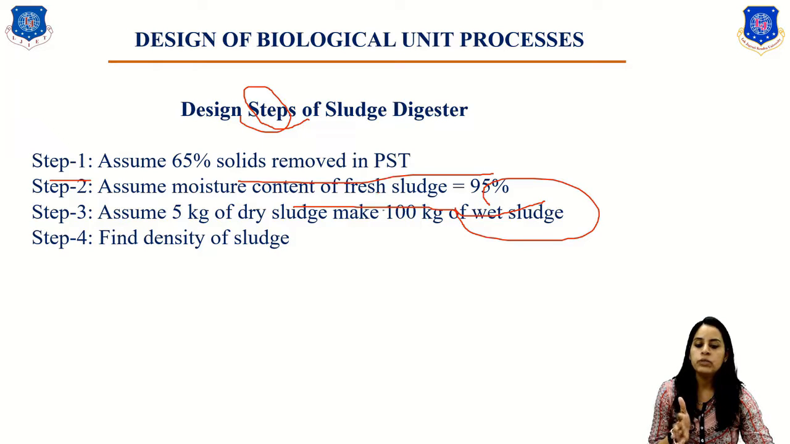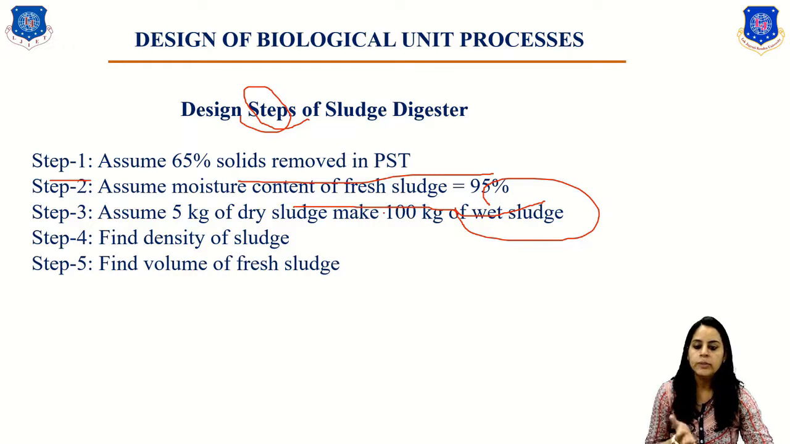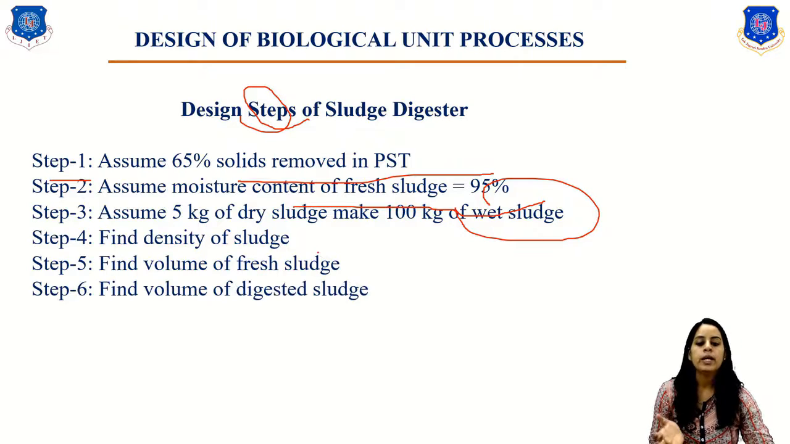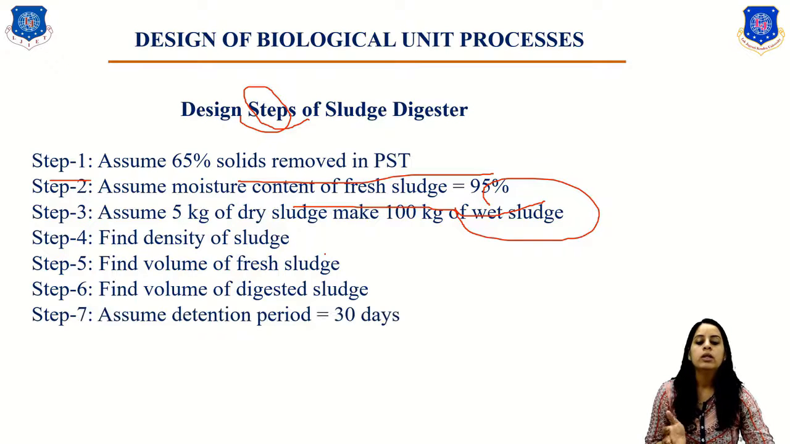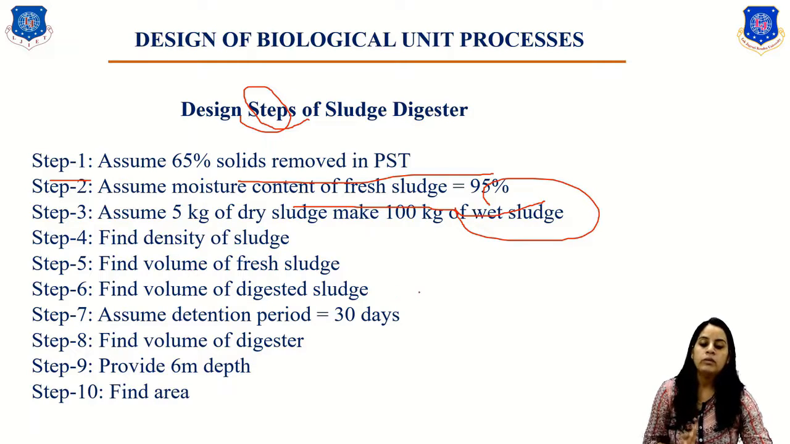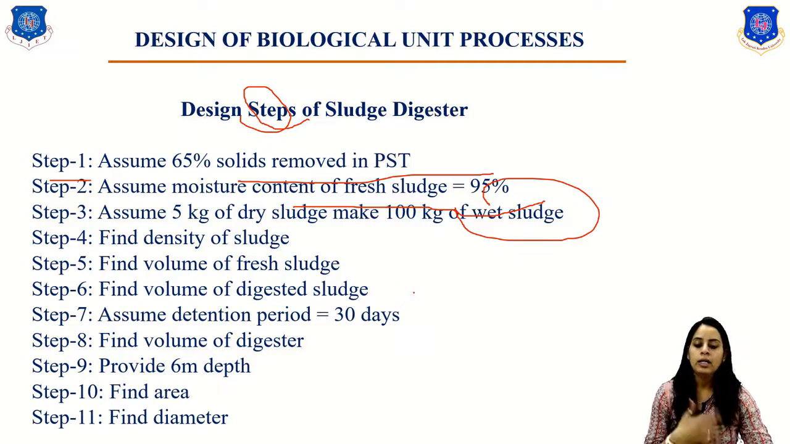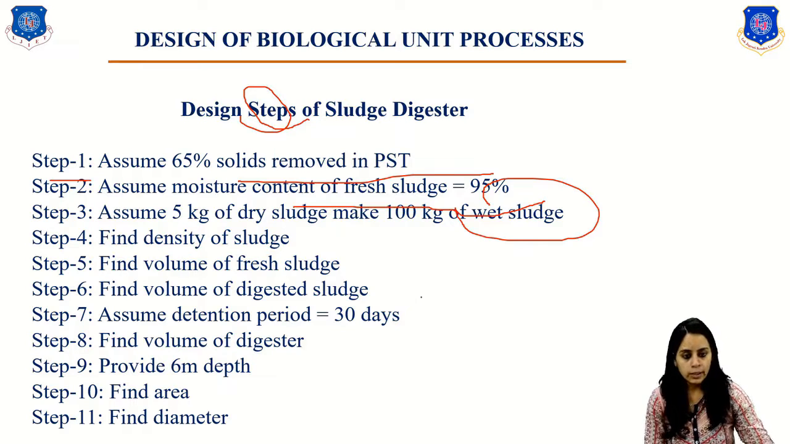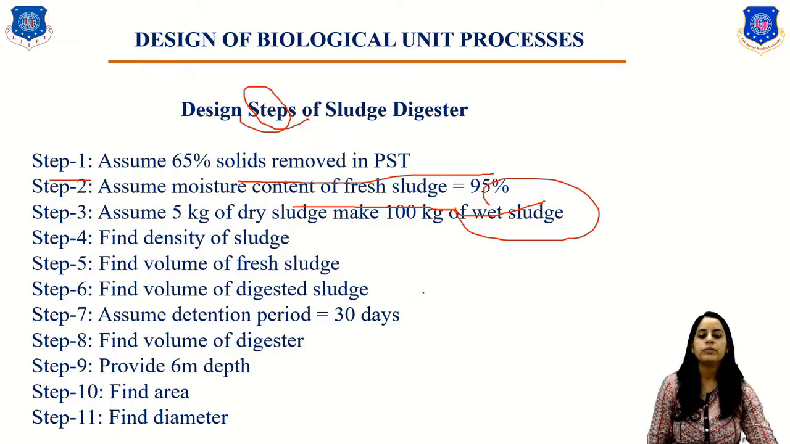Then step 4, which is find the density of the sludge. Step 5, find the volume of the fresh sludge. Then step 6, find the volume of the digested sludge. Then step 7, assume a retention period of 30 days. Then step 8, find the volume of the digester. And step 9, provide a 6-meter depth. Then step 10, find the area. And the last one, step 11, we find the diameter.